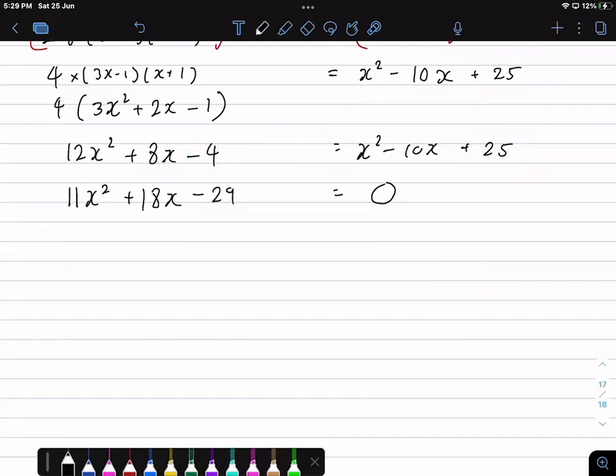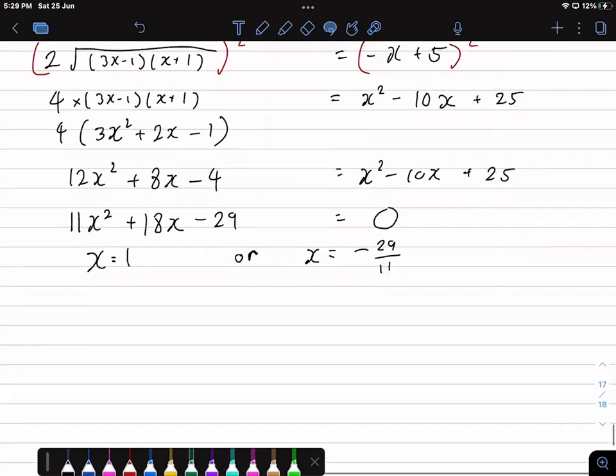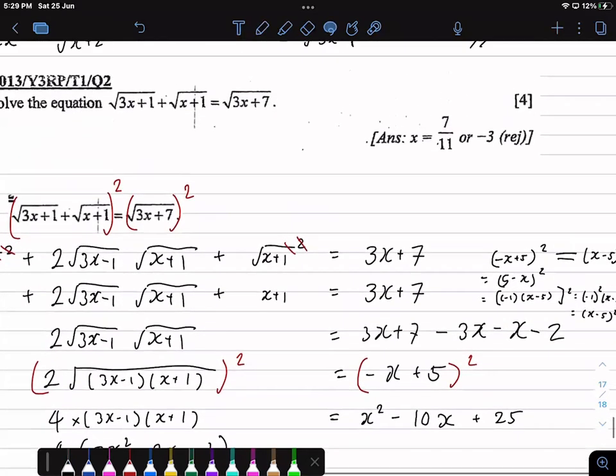Calculator. Yeah, 7, 18, negative 29. You get x equals to 1 or x equals to negative 29 over 11. Are we done? No. Cannot accept both. Have to check for rejecting answer. There's one of them that has to be rejected.